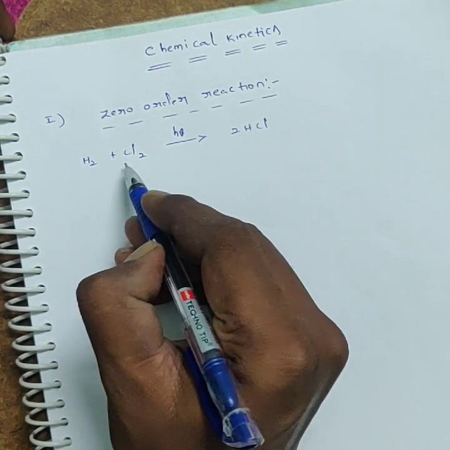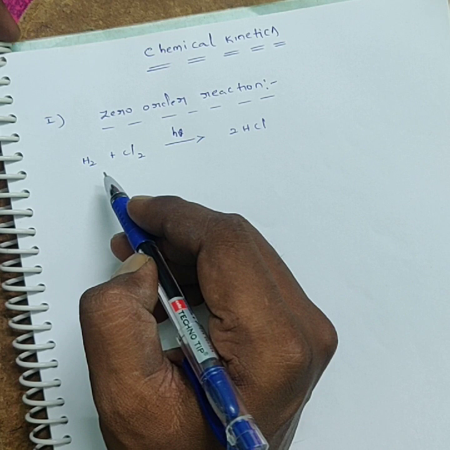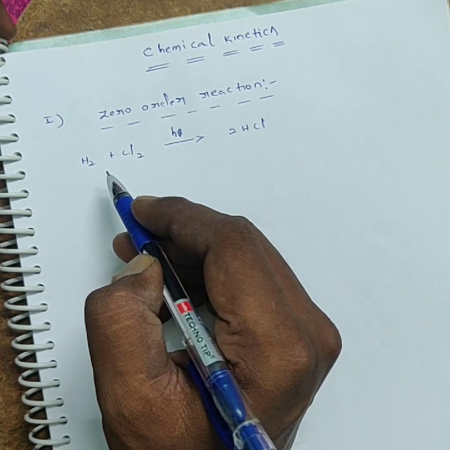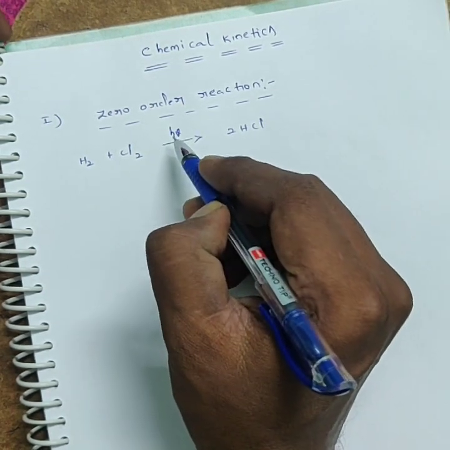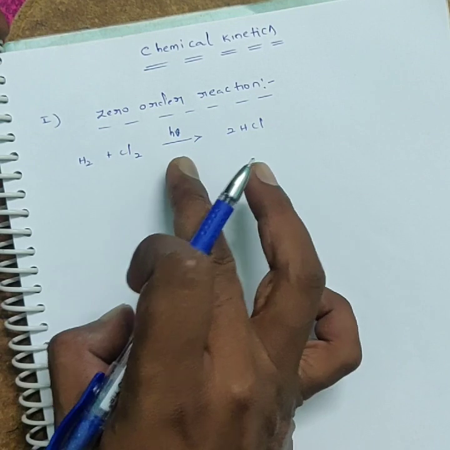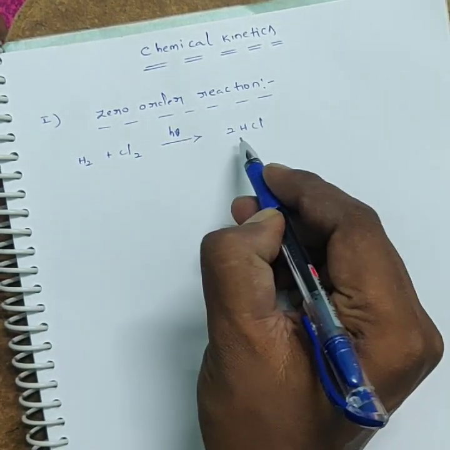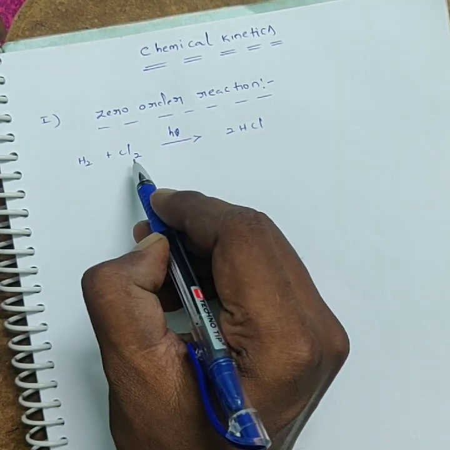If you keep these reactants in a dark place, whatever the time we keep, they won't react with each other as there is no sunlight. So here sunlight is mainly responsible for their reaction. So if intensity of sunlight increases, rate of reaction increases. So there is no role of concentration of reactants here.